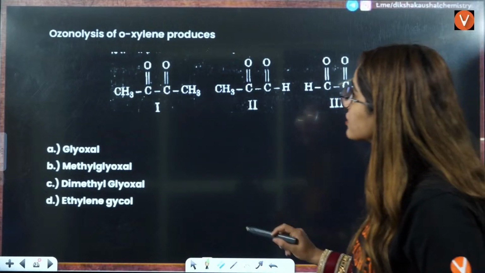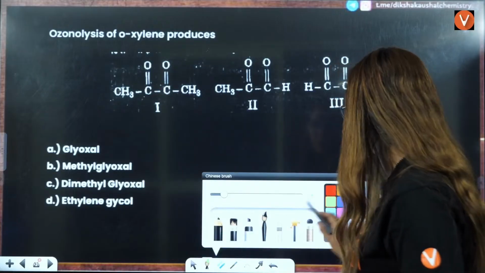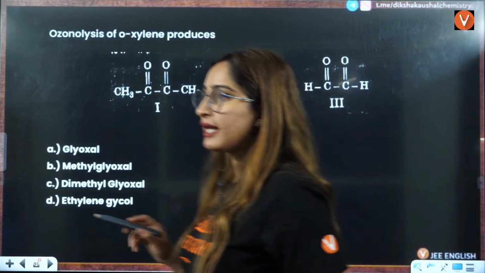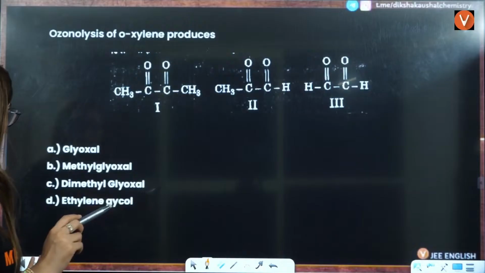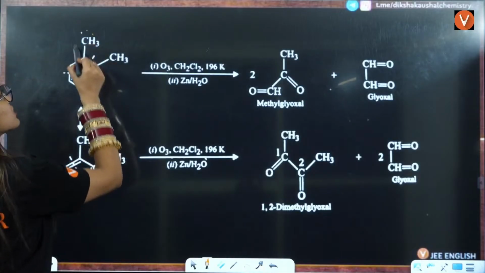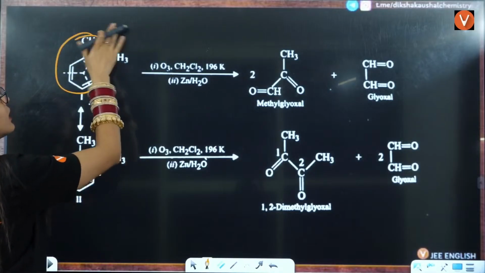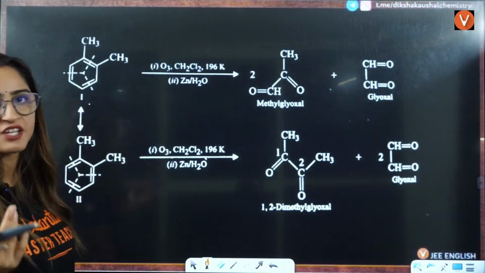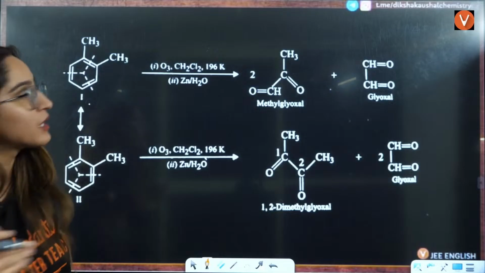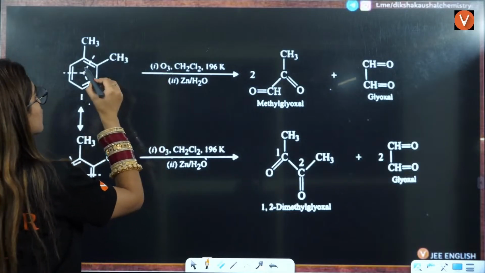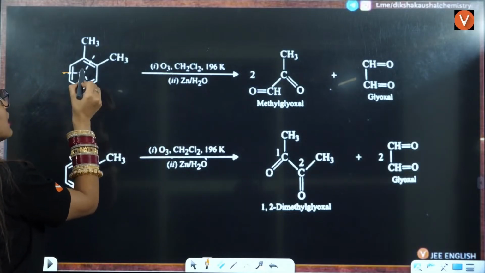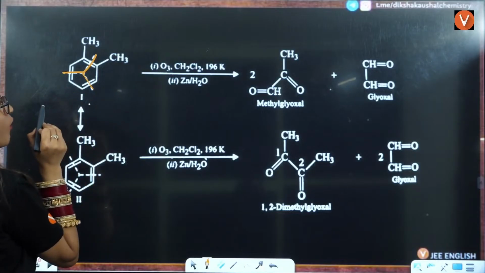Ozonolysis of orthoxylene produces... Now, what is orthoxylene? On benzene, you have 2 CH3 groups, that is orthoxylene. Okay, this is your toluene. And when on the ortho position you have CH3, that is orthoxylene. Okay. Now, here what will happen? On ozonolysis, 2 things can happen. Like this, it can break the bond, right?